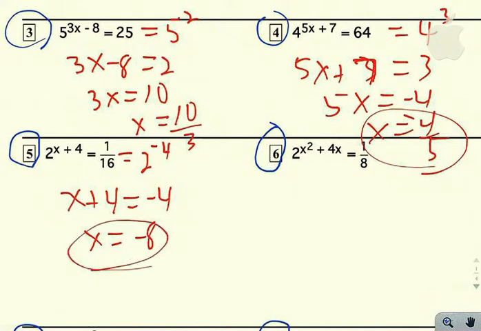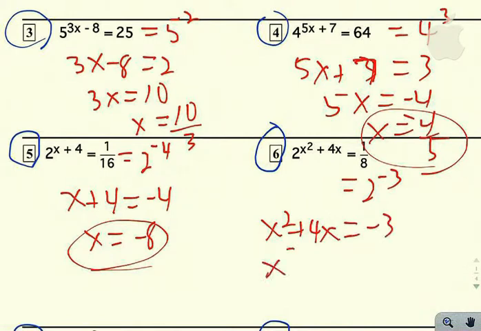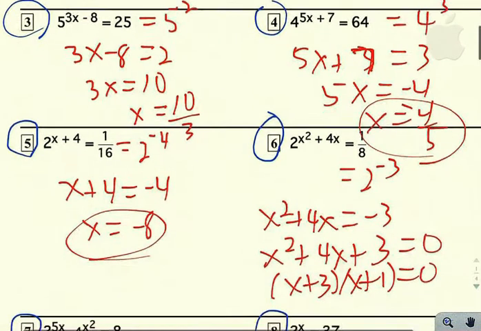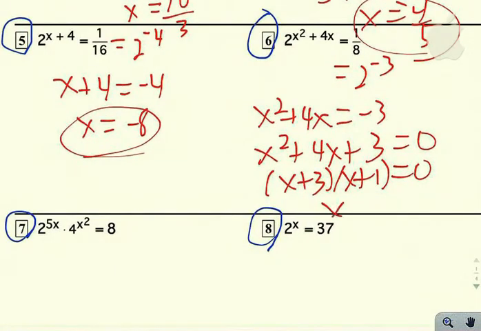Number 6, 1/8 is 2 to the minus 3, so x squared plus 4x equals minus 3. X squared plus 4x plus 3 equals 0. Factor. And x then is minus 3 or minus 1.